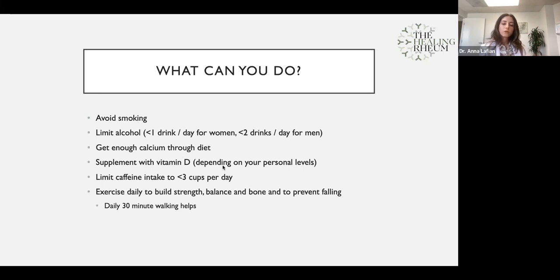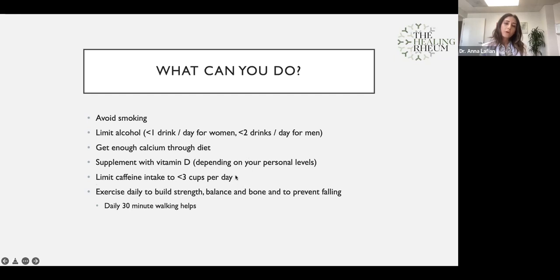So depending on your levels, if it's very, very low in the teens, you might need the once a week 50,000 units of vitamin D for 3 months. If it's better, but still on the low side in the 20s or even low 30s, I recommend a daily supplement of 2,000 units a day. But monitor that with your physician as well.